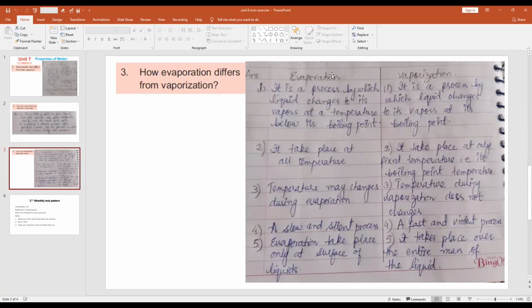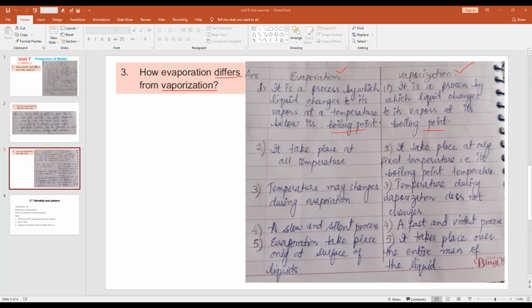The third question is how evaporation differs from vaporization. Again, the word used is differ, so again you have to write the difference between evaporation and vaporization, right? For that, you have to again make columns for the two quantities. One is evaporation and the other is vaporization. First of all, tell what evaporation is. It is a process by which a liquid changes to its vapor at a temperature below its boiling point. And vaporization is a process by which a liquid changes to its vapor at its boiling point, right?